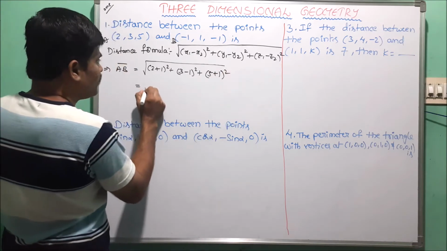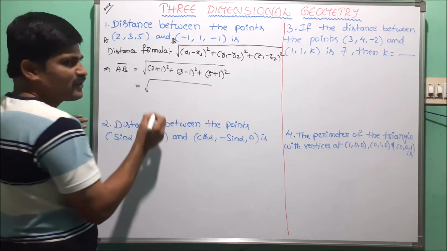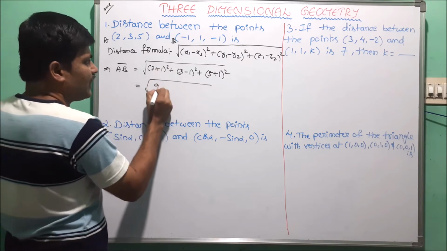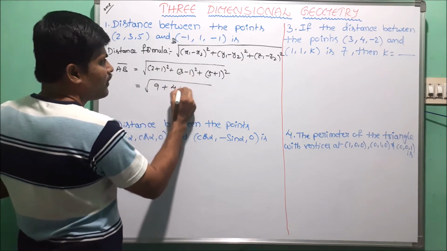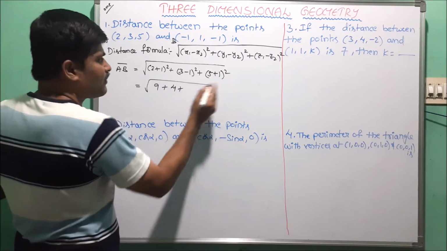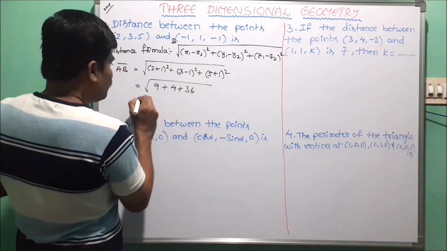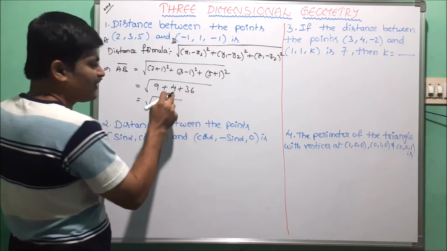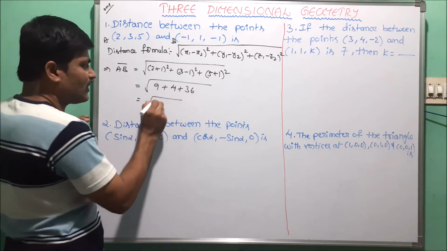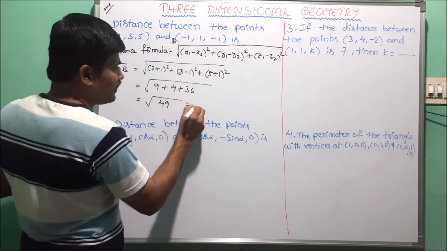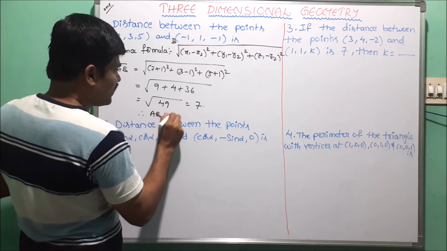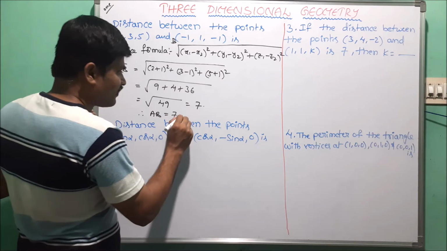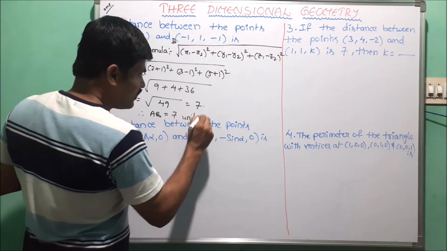Now we can simplify that: 2 plus 1 is 3, 3 square means 9, plus 3 minus 1 is 2, 2 square means 4, plus 5 plus 1 is 6, 6 square means 36. Now 36 plus 4 is 40, plus 9 is 49, so square root of 49 means 7. Therefore the distance AB equals 7 units. So this is the solution.